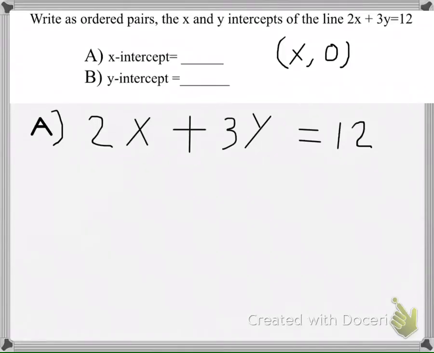Hello everybody, my name is Michael and I work for the Math Lab, and today we're going to be trying to write the x and y intercepts of the line 2x plus 3y equals 12 as ordered pairs.